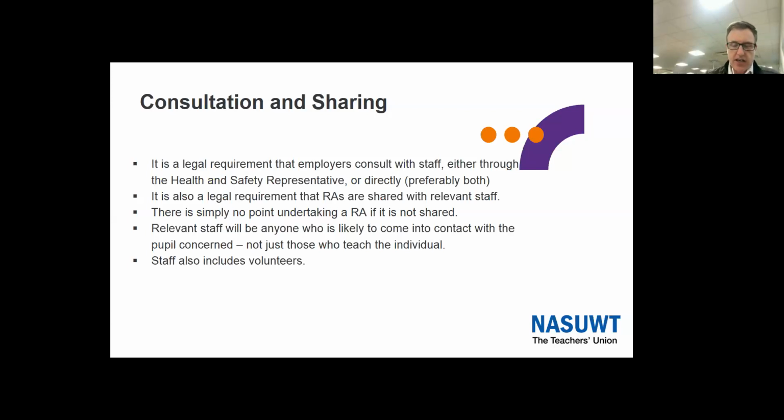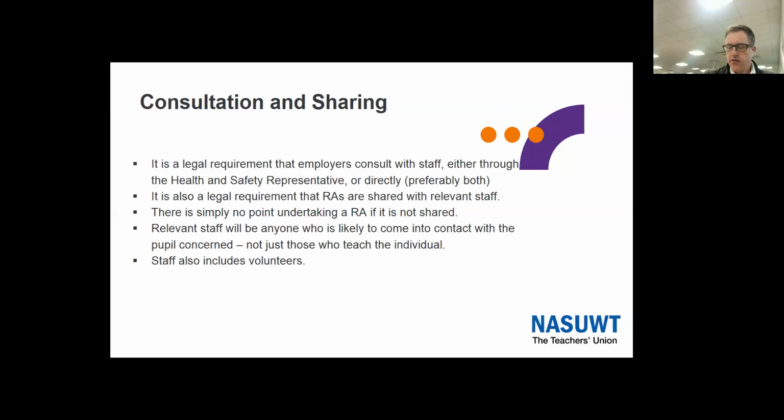And that goes for all risk assessments, of course. Going back to my example about working at height, there's no point having a working at height risk assessment if you're not going to share it with the people that are going on the roof. So it's absolutely key for an effective system.